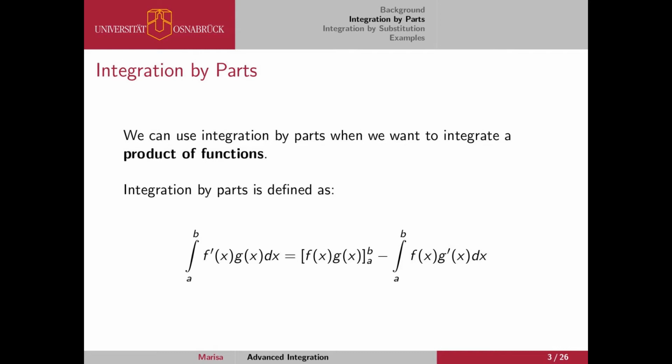The integral from a to b of the derivative of f of x times g of x dx is equal to, in squared brackets, f of x times g of x with the limits b and a, minus the integral from a to b of f of x times the derivative of g of x dx.